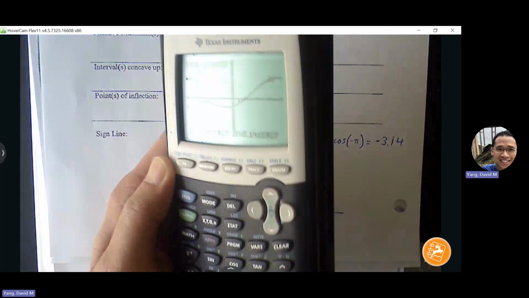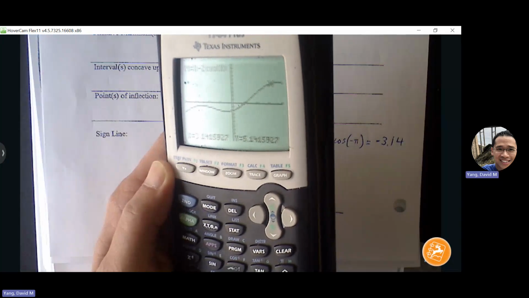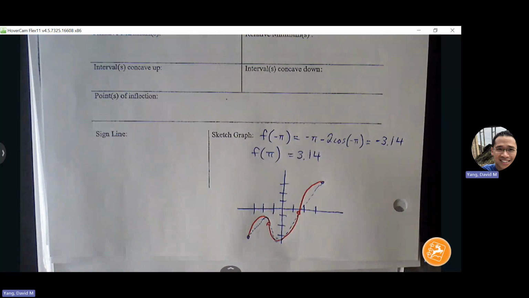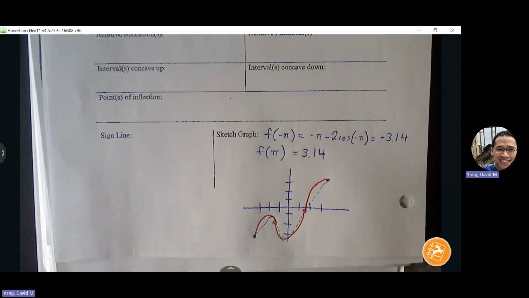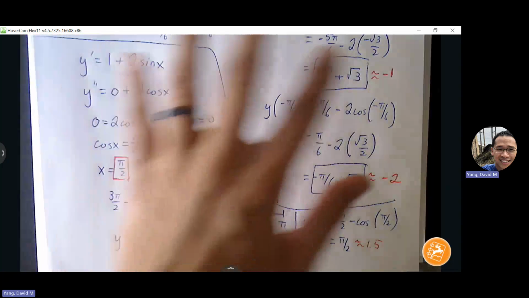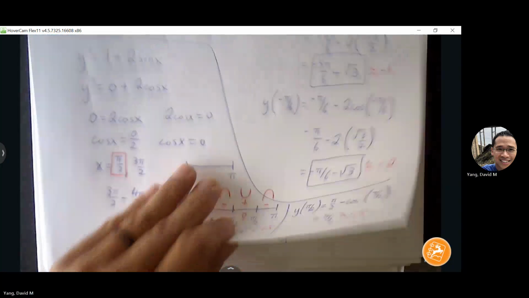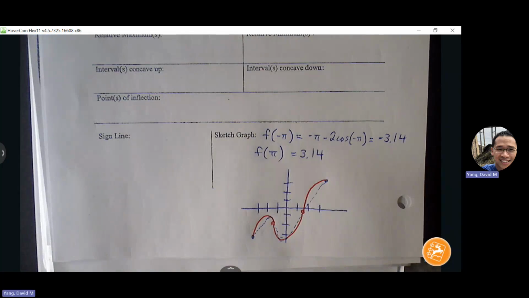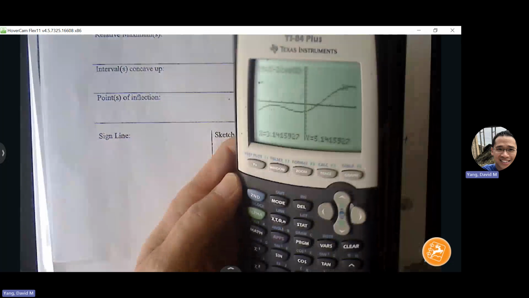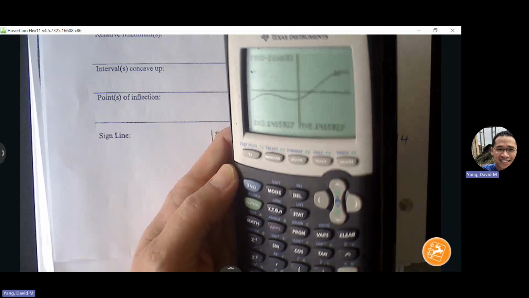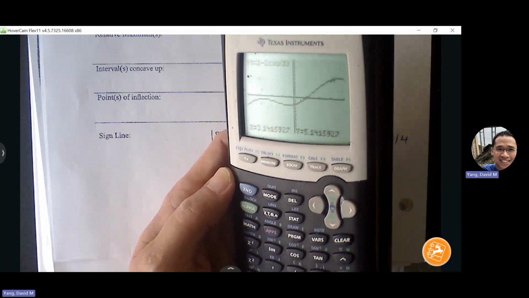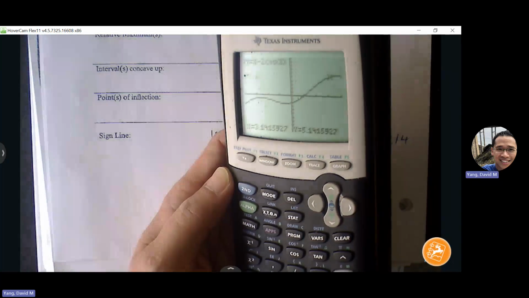Another feature that I want to show you here is that you can make the calculator find the relative max and min for you, just to help confirm your work. But again, if you do everything from the calculator, that's not enough. I need to see all the work here. So definitely use your calculator to confirm all your work, but the calculator alone is not enough. I need to see the work backing it up.